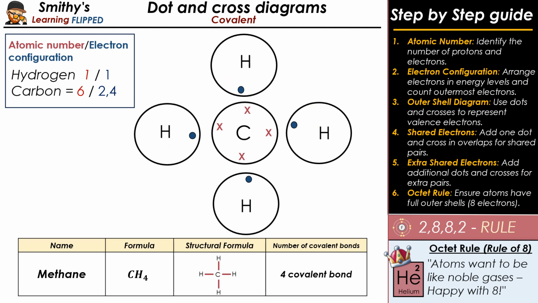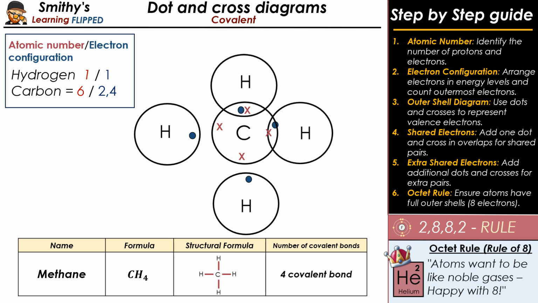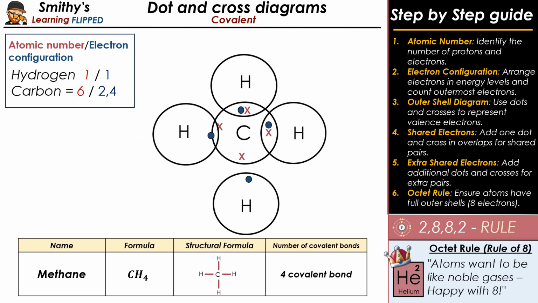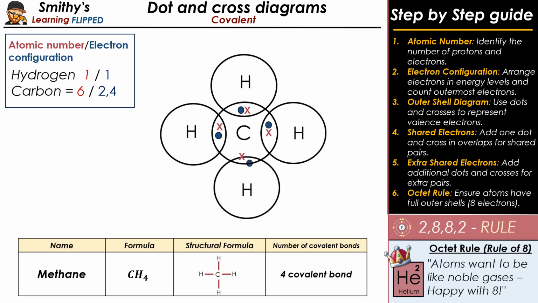Let's take a look. So 1 hydrogen pair, 2, 3, 4. All the hydrogens now have 2 electrons, and if we look at the carbon, 1, 2, 3, 4, 5, 6, 7, 8 electrons. So this will now mean it's fulfilling the octet rule with 8 being stable and happy.